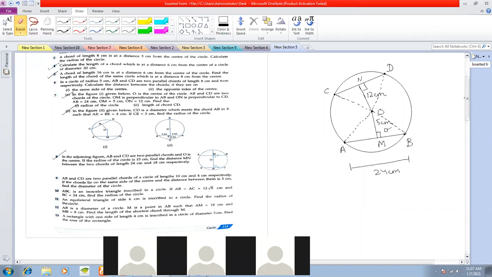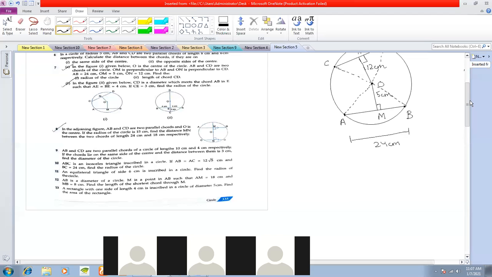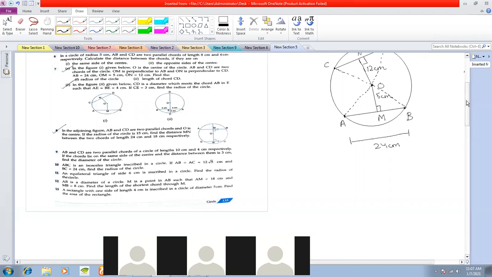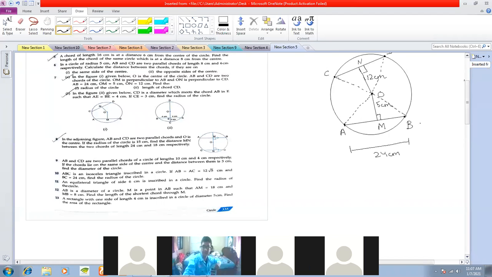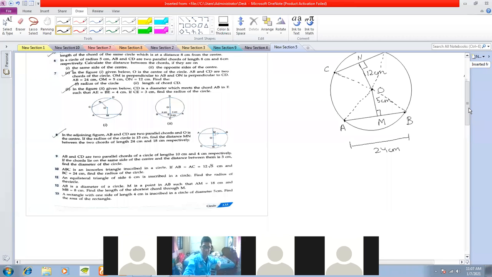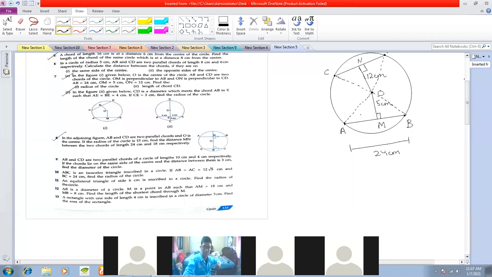Okay. Let us now come to the main part, that is how to find out the radius of the circle. There are two parts to this question. First part is the radius of the circle. Let us first find out the radius of the circle. Now, first of all, you must observe that the length of the chord AB is given to be 24 centimeter.